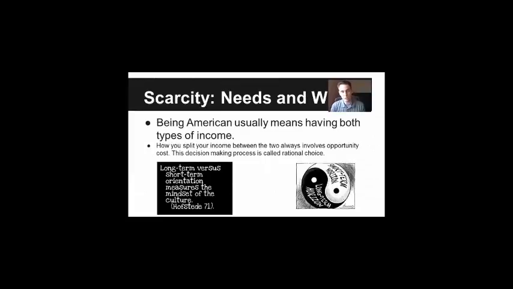And that's what discretionary income is about: after you have spent money on survival, what you have left over to spend on concerts and high-end fashion and stuff like that. That money you've left over to spend on that. And being an American usually means you have that.